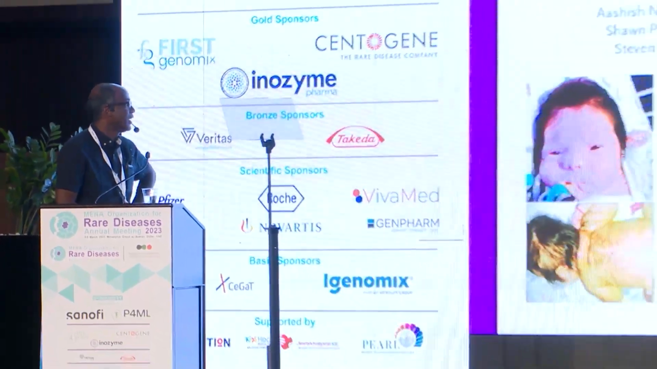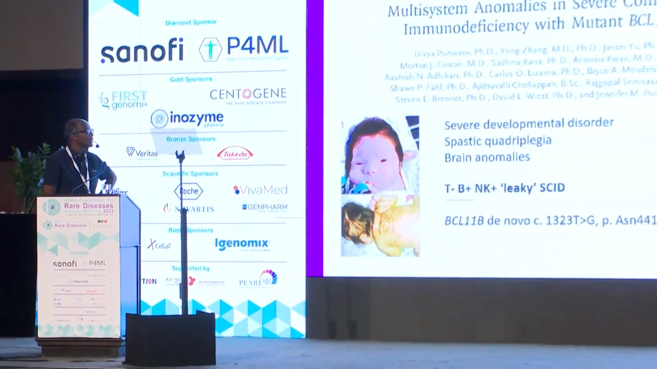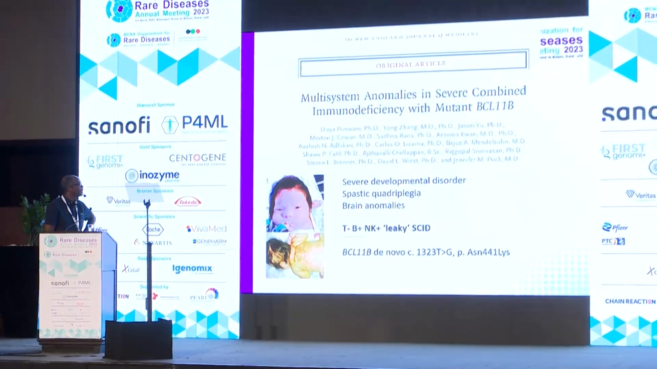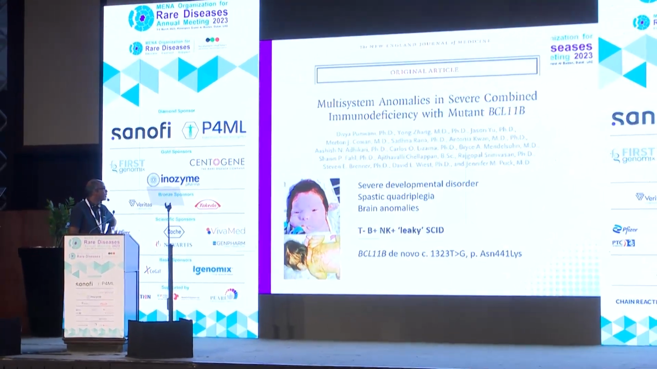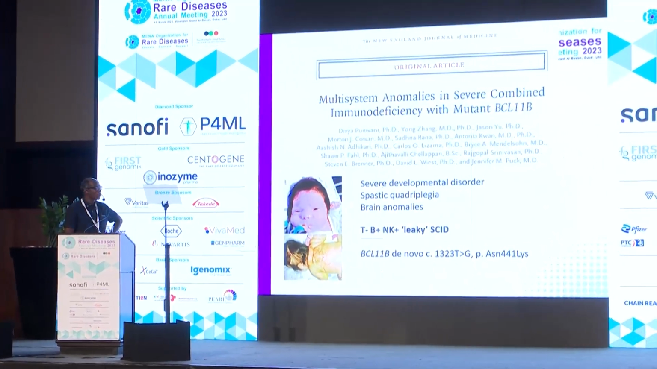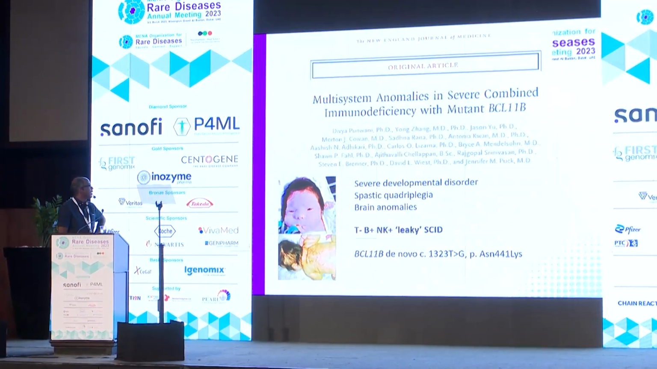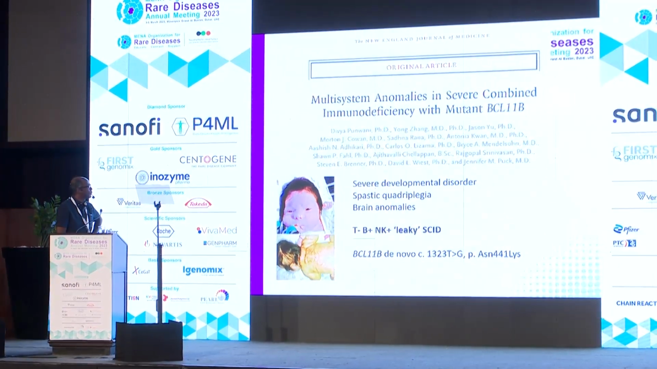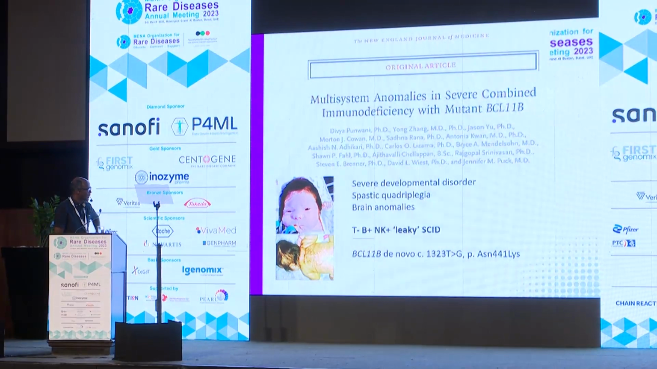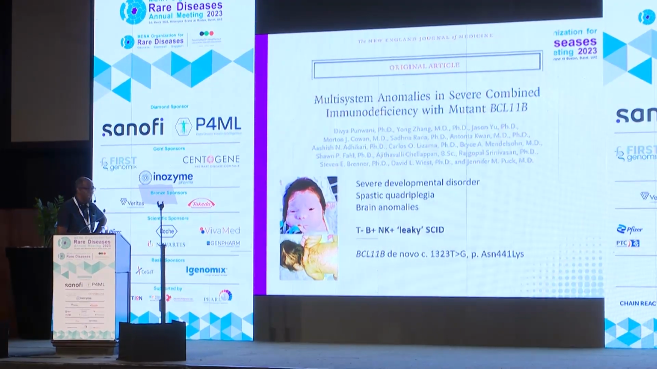In T cells, it is a master regulator, and the mutation of this gene results in a multisystem anomalies syndrome that has been described a few years ago. And as you can see, the components of that are immunodeficiency, quadriplegia, and multiple brain anomalies. However, this particular patient has never been found in the same form with any other mutation in this gene, and that's the reason for the interest.